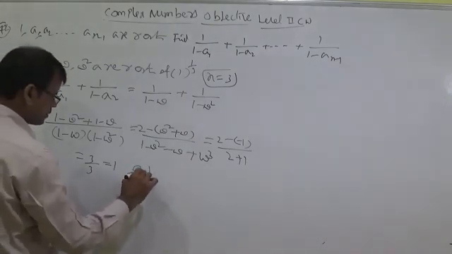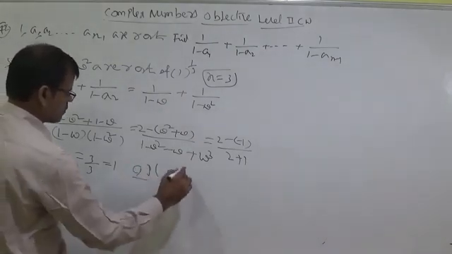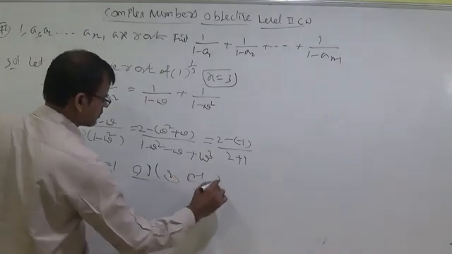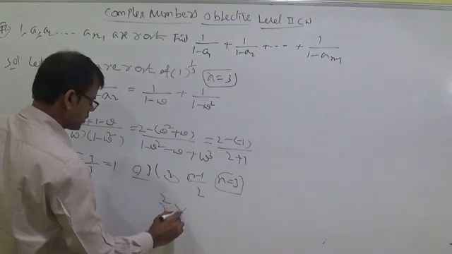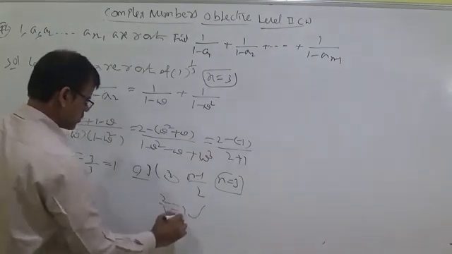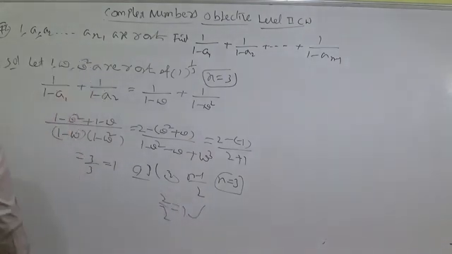Option 2, verify. Option 2 is n minus 1 by 2. So n is equal to 3 we have taken. So it is 2 by 2, 2 by 2, answer is 1. Apart from this one, no option will be satisfied.